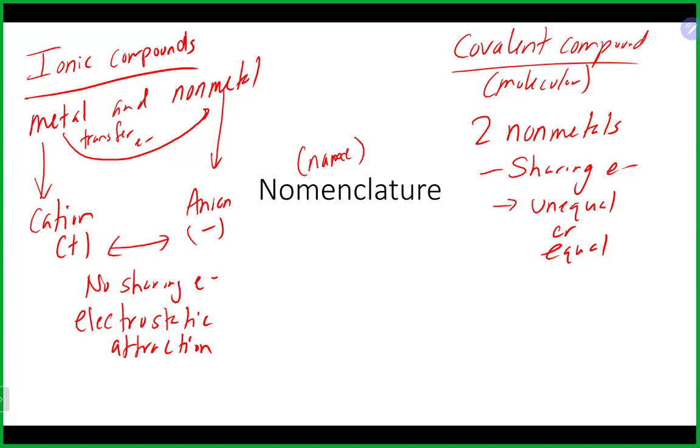Now, depending on whether you are looking at an ionic compound or a covalent compound, the way that you go about naming these things is different. That's why it's important to be able to recognize what you're dealing with. Is this ionic? Is this covalent? That will tell you the rules that you have to follow. Obviously, we'll talk about it in terms of naming.